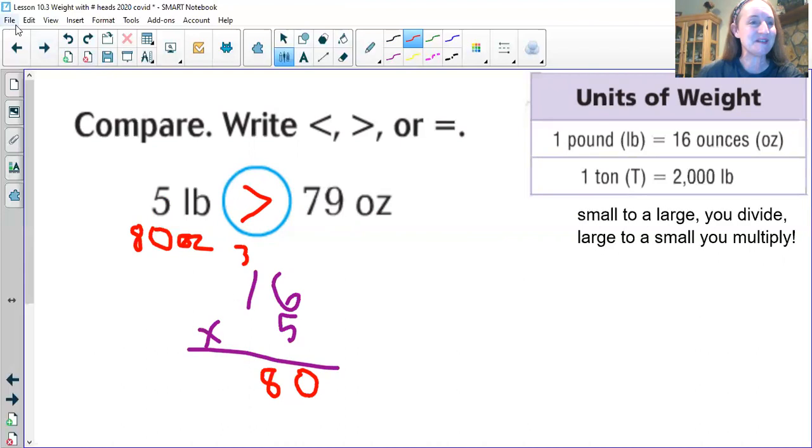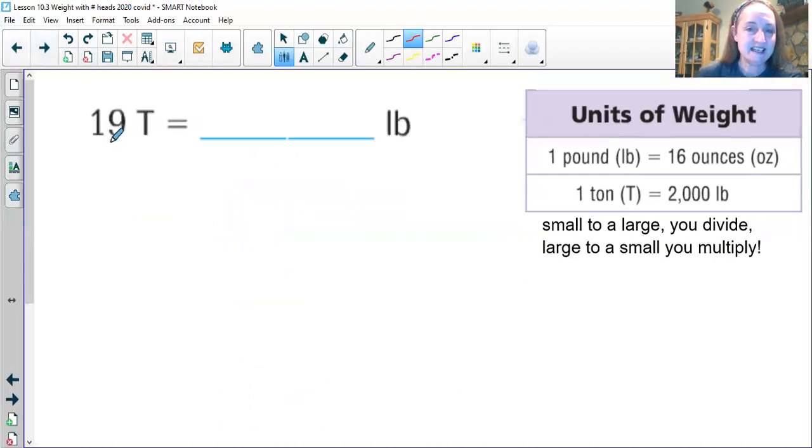All right, let's go to the next one. 19 tons, and how many pounds would that equal? So your job is to convert your tons into pounds. Remember, tons are big, pounds are small. You're going to go from a large to a small, so you multiply. Okay, if you want to try it on your own, go ahead and press pause right now. Okay, if you press pause, you should be ready to check it with me.